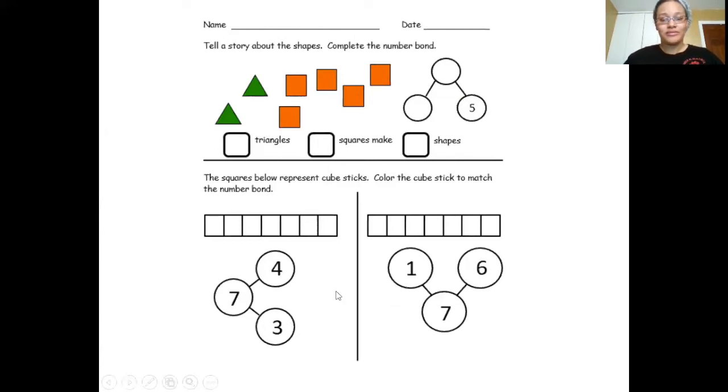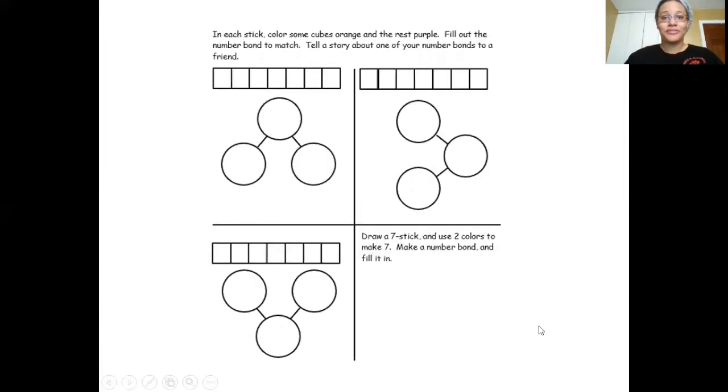Let's try one. I see green and red. So I see 1, 2, 3 green squares. And 1, 2, 3, 4 red squares. So does my cube stick match my number bond? It does. So you're going to try this one on your own. Let's go to the next page.